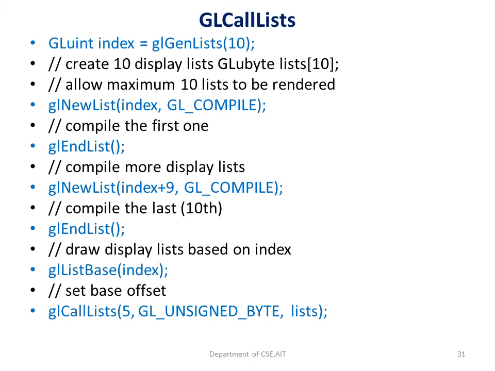If I want to display lists based on the index, then you can make use of glListBase, glListBase index. Suppose I want to set the base offset value as 5, and based on the 5 I go for calling the display list. You can go for glCallLists with the offset value, the data type and the list, the display list, whatever you want to call. So by making use of glCallLists, you can execute multiple display lists based on their base offset value.